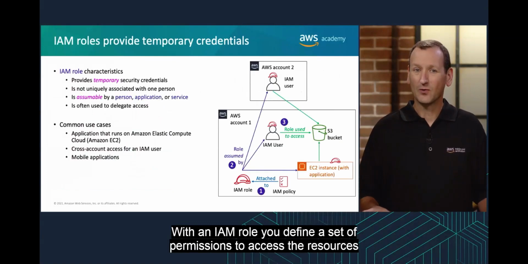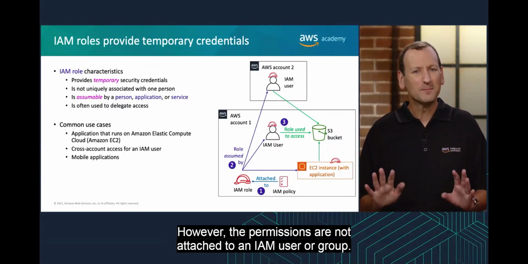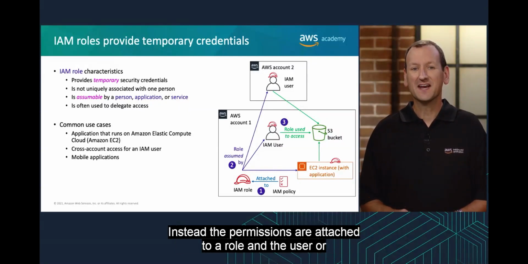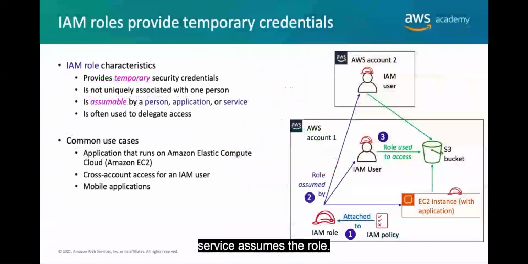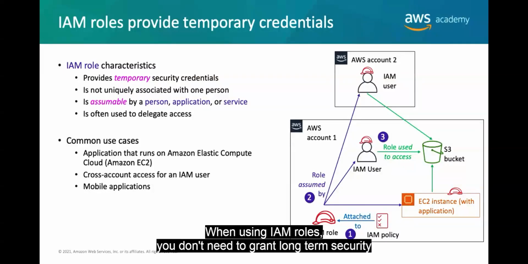With an IAM role, you define a set of permissions to access the resources that a user or service needs. However, the permissions are not attached to an IAM user or group. Instead, the permissions are attached to a role, and the user or service assumes the role. When a user assumes a role, the user's prior permissions are temporarily forgotten. Then, AWS returns temporary security credentials that the user or application can use to make programmatic requests to AWS.